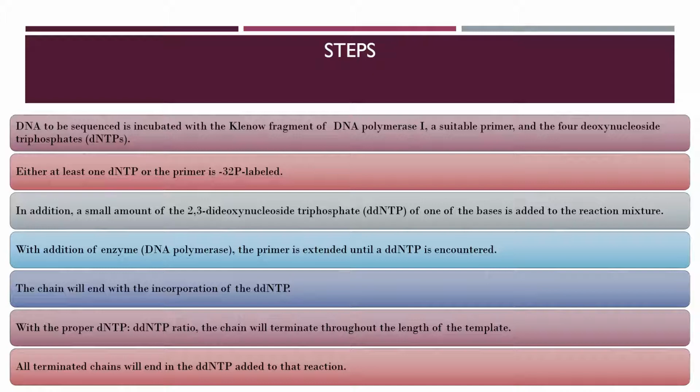With the addition of the enzyme DNA polymerase, which is the Klenow fragment in this case, the primer is extended until a ddNTP is encountered. But if a ddNTP is not encountered, the chain elongates fully. The chain will end with the incorporation of the ddNTP. With the proper dNTP to ddNTP ratio, the chain will terminate throughout the length of the template. All the terminated chains will end in the ddNTP added to that reaction.